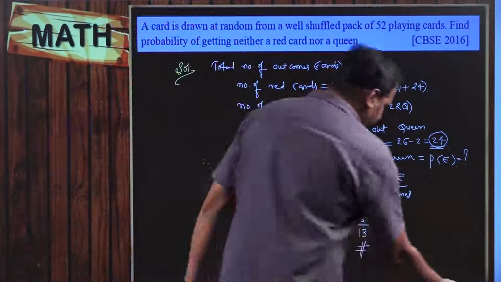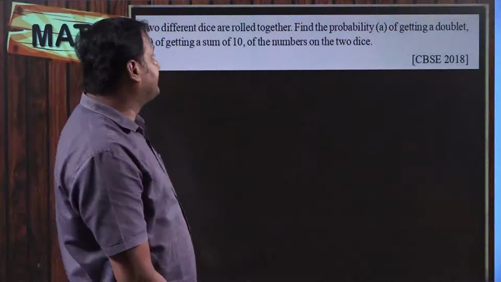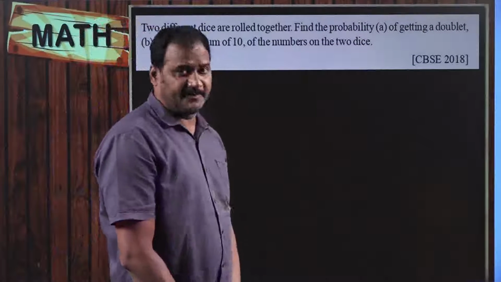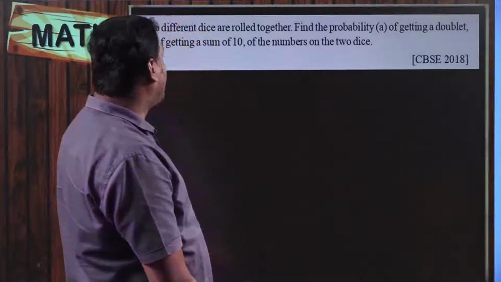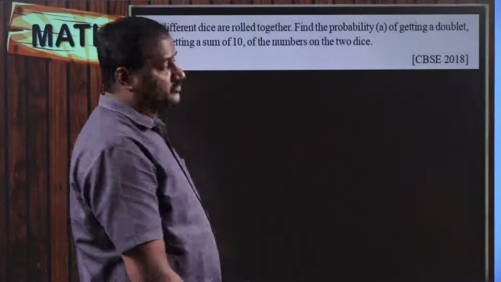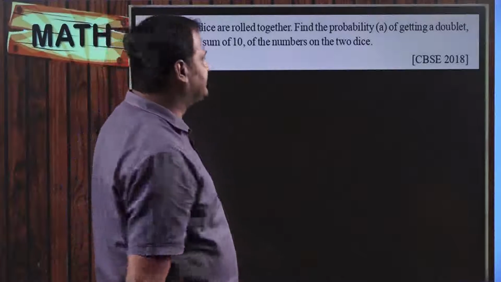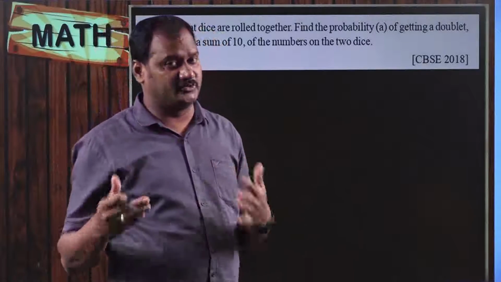Moving on to the next problem. So here the next problem is: two different dice are rolled together. Find the probability of getting a doublet, and of getting a sum of 10 of the numbers on the 2 dice. So there are 2 problems given. For this, definitely we need to frame a table when you are rolling 2 dice.